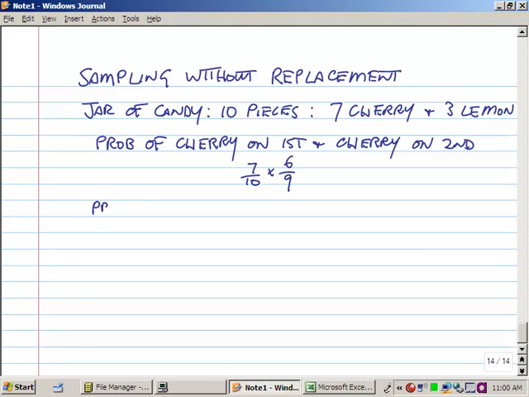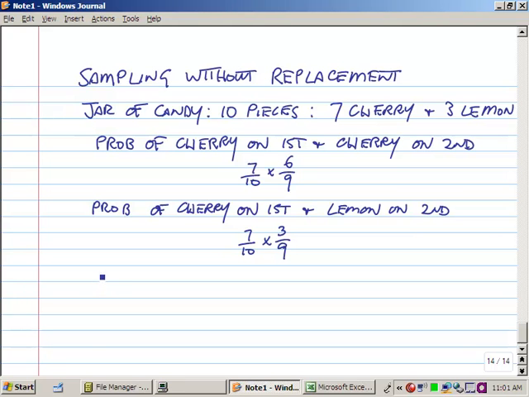So look at another one, probability of cherry on the first and lemon on the second. Alright, probability of cherry on the first, again, just like the above situation, 7/10. Lemon on the second, well, we're left with 9 total pieces left. 3 of those are lemon. So that's the probability, 21 divided by 90 or something.